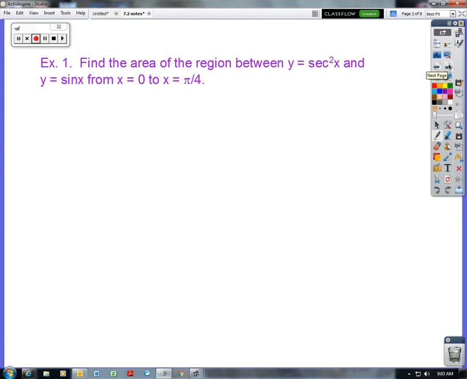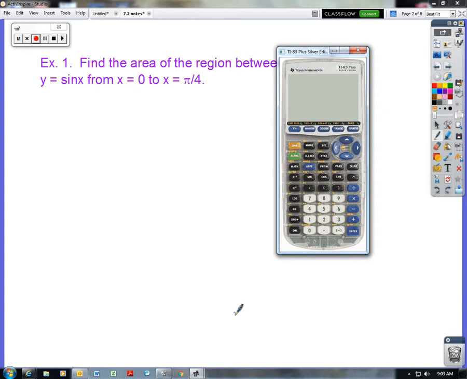This one is pretty simple. I guess we'll go ahead and do it though. I was trying to think about if I want to save time. So we'll graph this on the calculator. Okay, we've got secant squared, so that's 1 over cosine squared, and we have to square it outside. And then the other one was sine of x. And we're going from 0 to pi over 4.